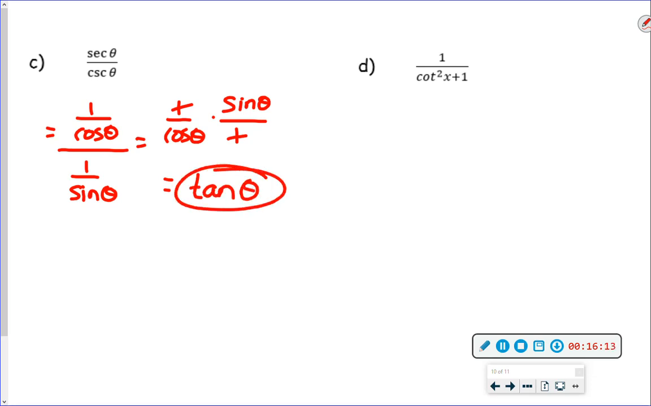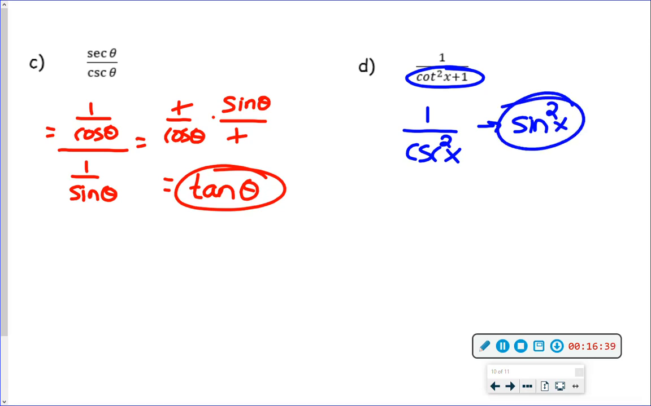All right, D, last one. So again, identity. Cotan squared plus 1 is on those Pythagorean identities. You're going to see a lot of those coming at this chapter. 1 over cotan squared plus 1, cosecant squared. Now, I can write that even a little simpler because 1 over cosecant squared is sine squared. So my final answer is sine squared.